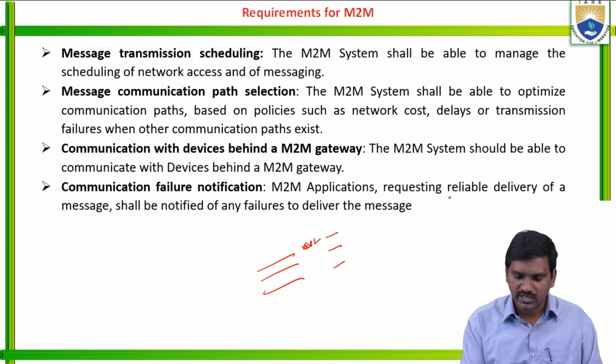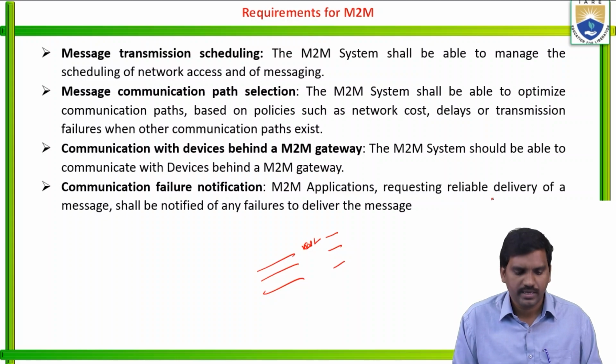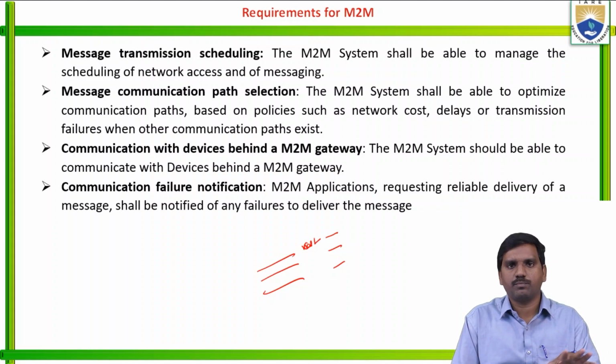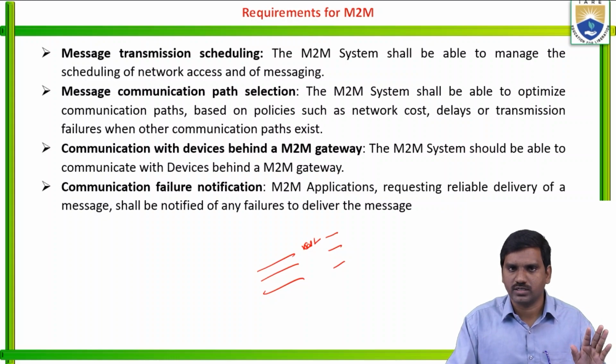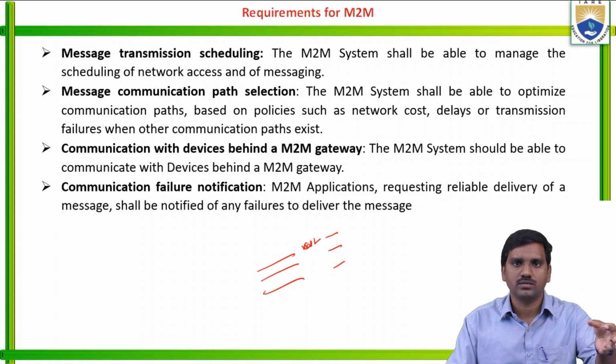M2M applications requesting reliable delivery of a message shall be notified of failure to deliver the message. So these are some requirements. It is compulsory that we know the message transmission scheduling, message communication path selection, and communication with the devices behind the M2M gateway. Next, communication failure notification. Compulsorily, we are going to get a failure notification if a system failure happens in the middle of the communication.